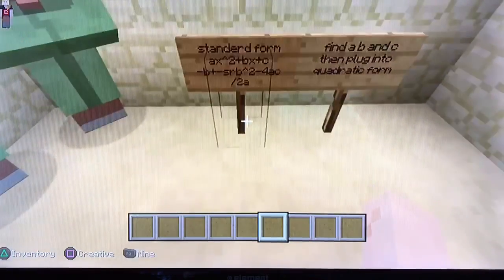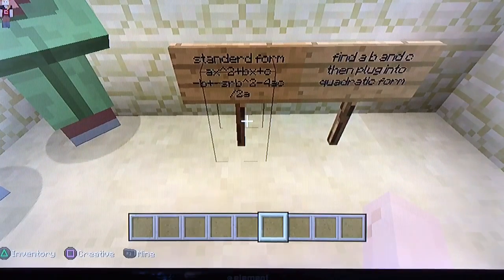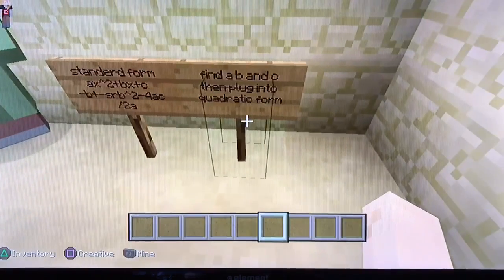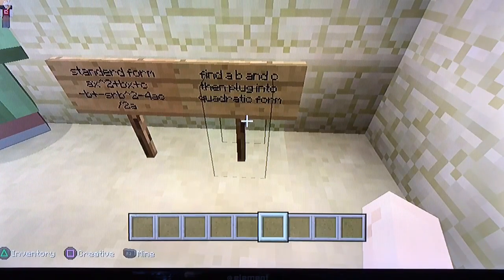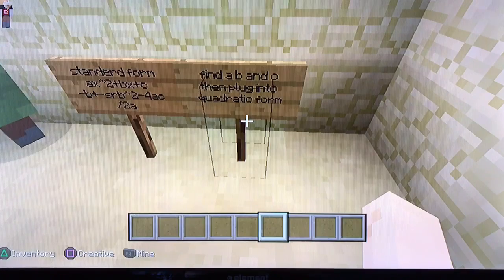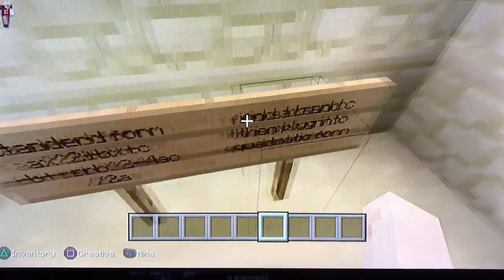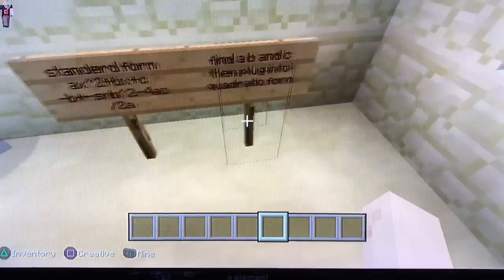Okay, here's our first thing. Now, this is a quadratic formula. A lot of people aren't really used to this, but the standard form of the equation is ax squared plus bx plus c.